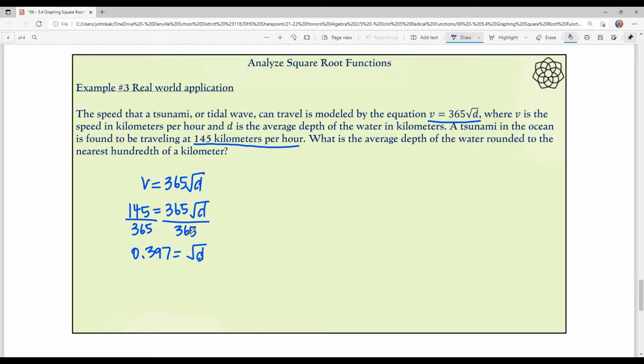And now I got to get this d out of the square root, so the only way to get rid of a square root is to square. Now that gives me d on the right side. And if I leave the number that's on my calculator and square it without typing it or anything, it says nearest hundredth. So that's going to give me 0.63, and the units are kilometers. So if the tsunami is going 145 kilometers per hour, then the depth of the water is 0.63 kilometers.